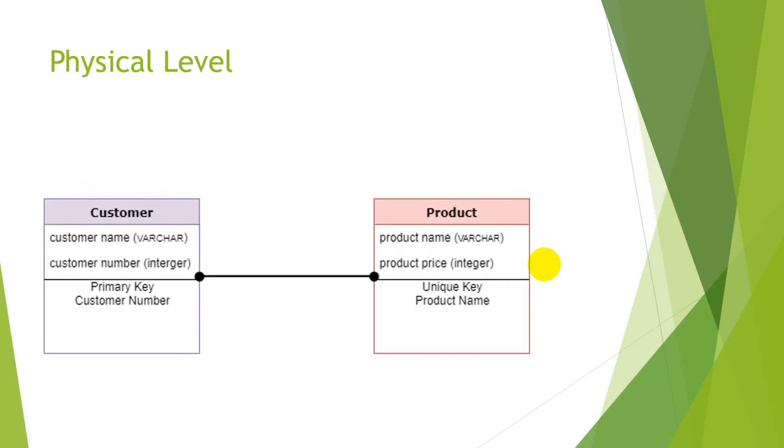So this is the physical level description. So there are these three levels which exist in data modeling.